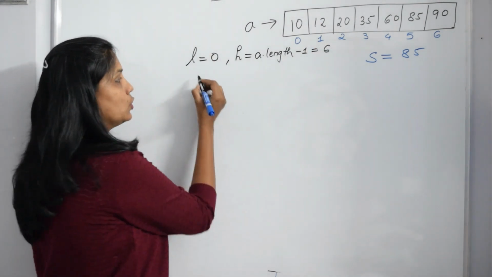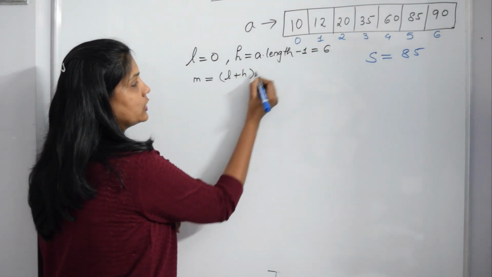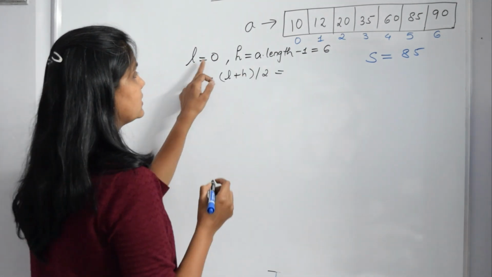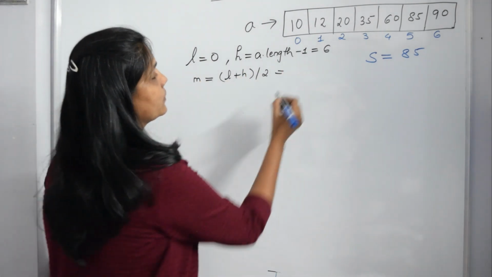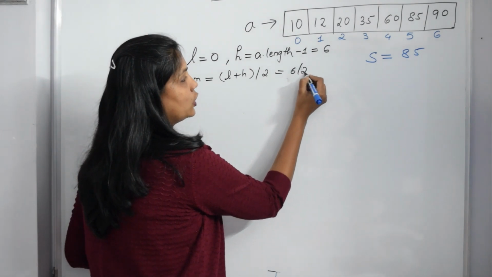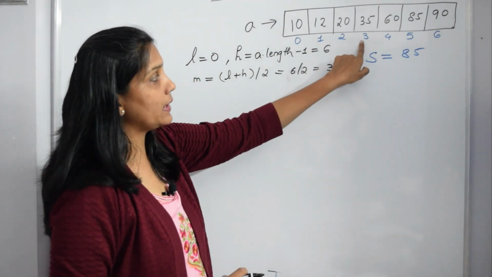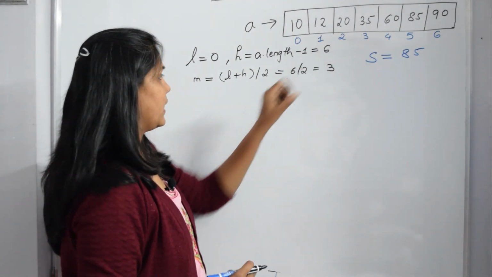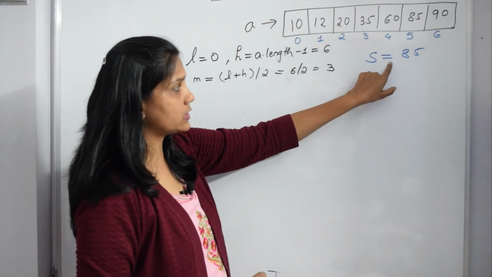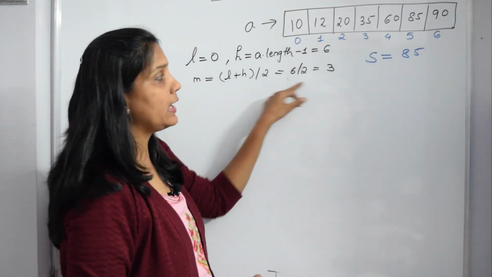I want to divide in 2, so I'll have M, which will be (L plus H) divided by 2. L is 0, H is 6. 0 plus 6, that is 6, divided by 2 gives me 3. So my M is 3. That means I am at the middle element. I'll compare if the element to be searched is equal to the element at the middle index.